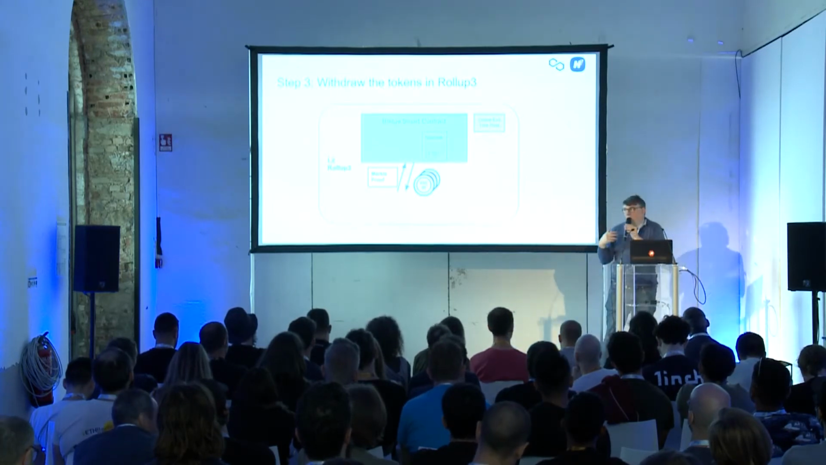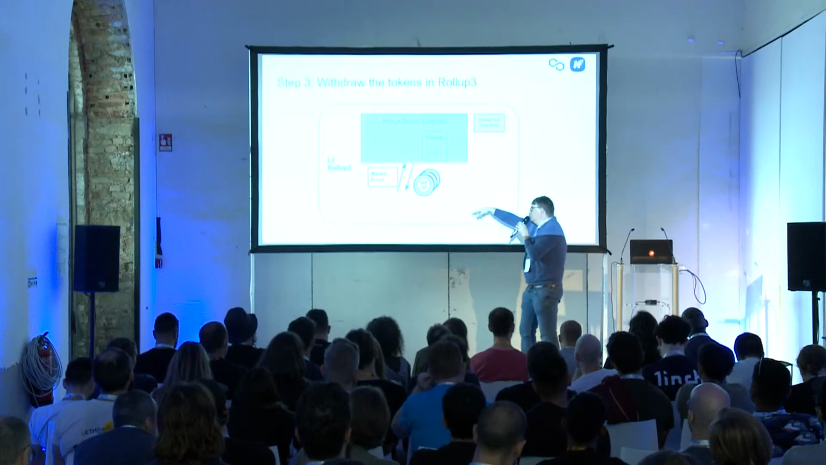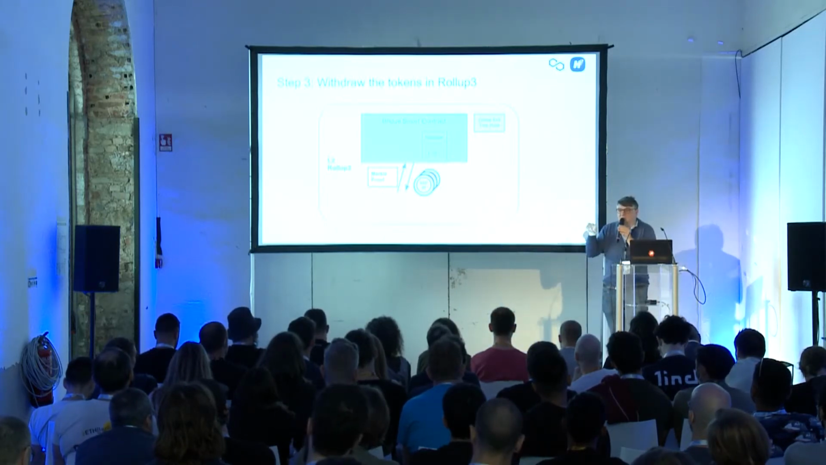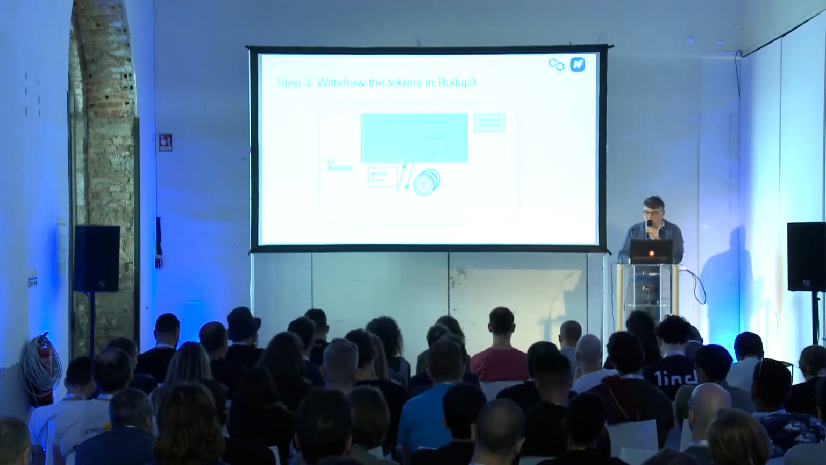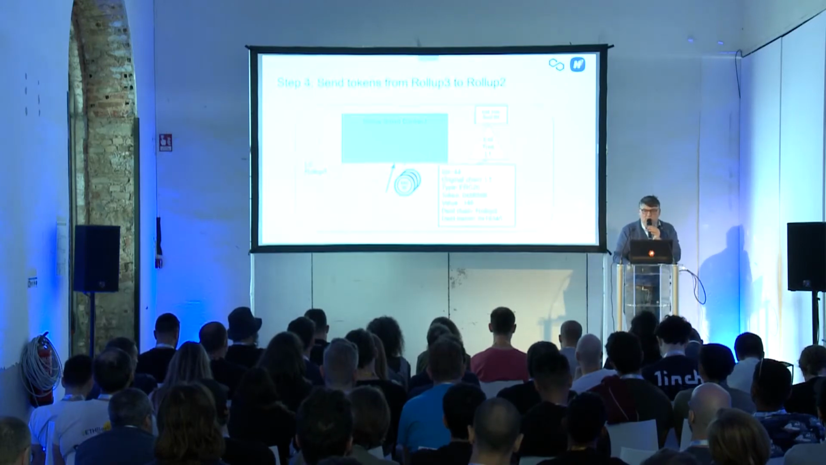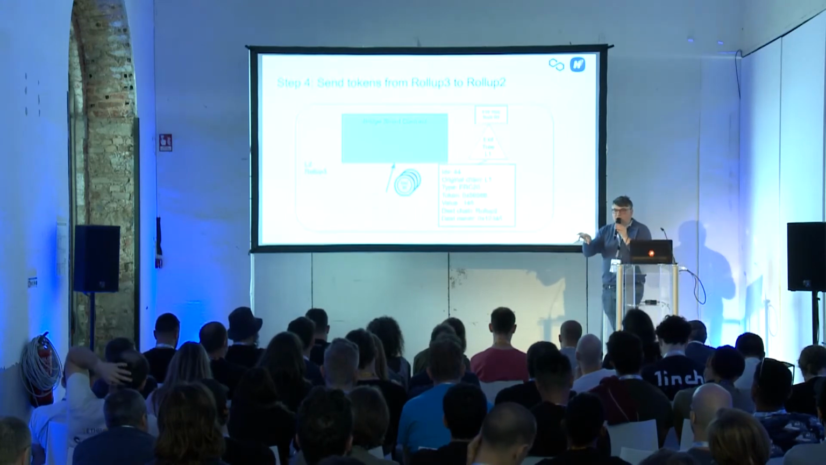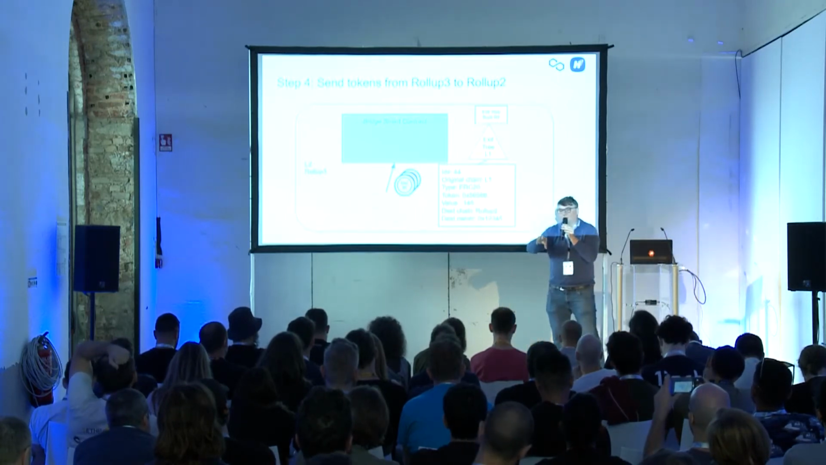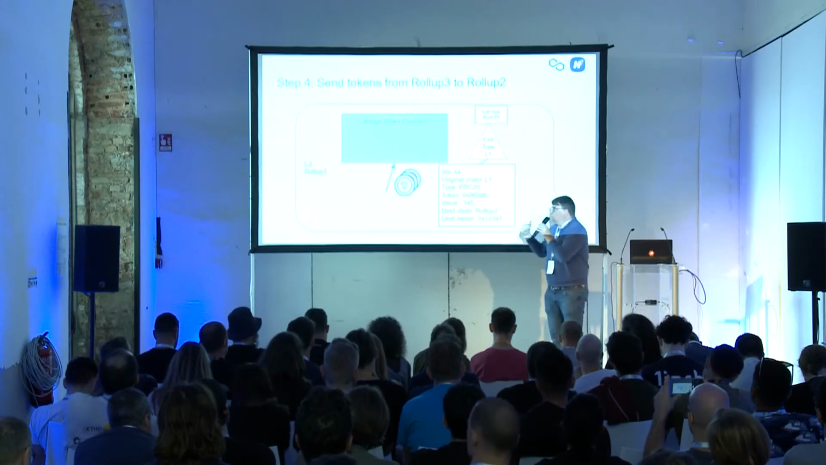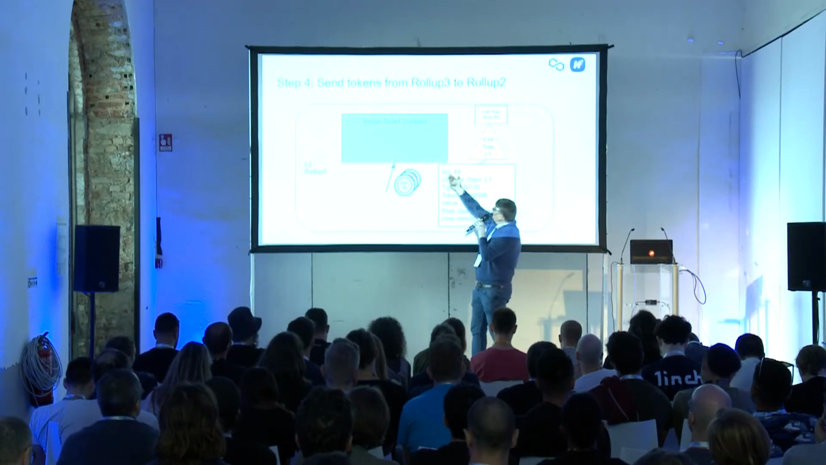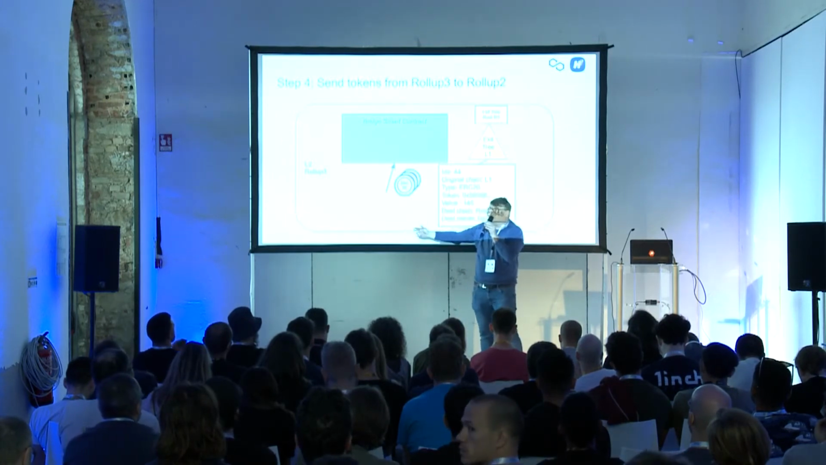So now what we have is a kind of wrapper. We have a wrapper that represents the ERC20 inside the rollup. So imagine that now we want to move this token from rollup three to rollup two. Okay, we do exactly the same. We send these wrapped tokens to the bridge smart contract in the layer two rollup three.